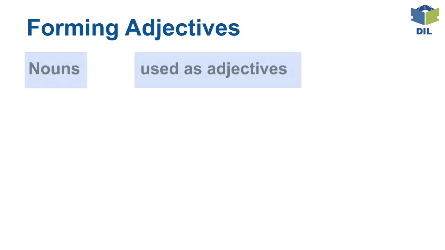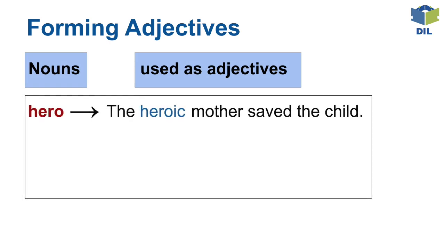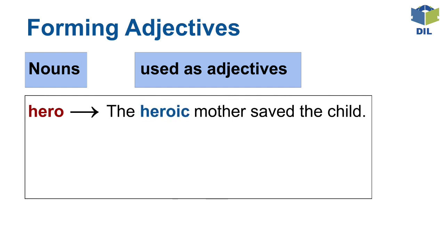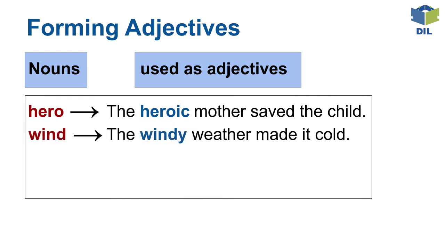Now that we have gone over changing verbs into adjectives, let's look at how we can change nouns into adjectives. The noun hero becomes the adjective heroic. The heroic mother saved the child. The noun wind becomes the adjective windy. The windy weather made it cold.